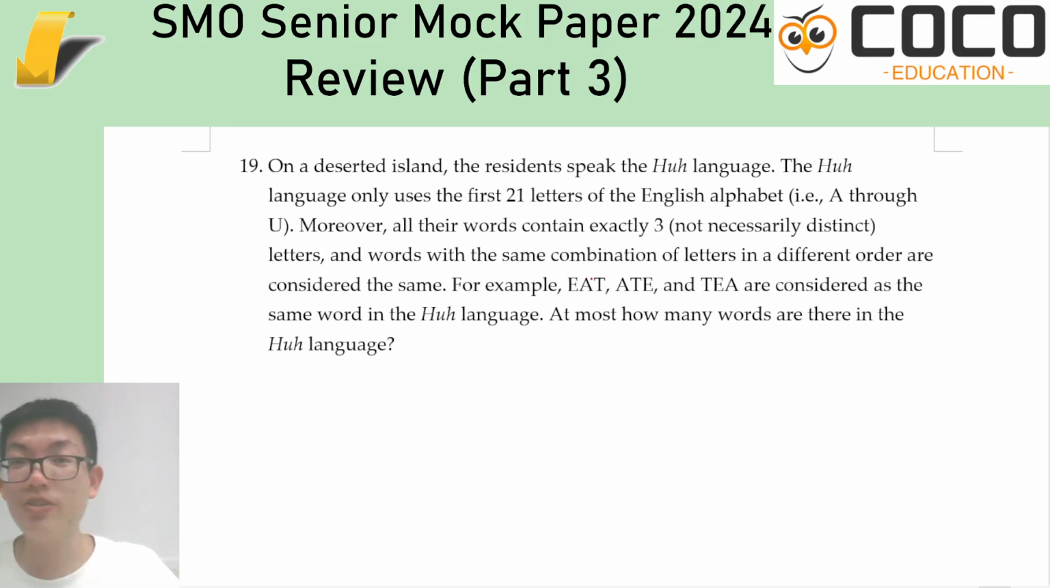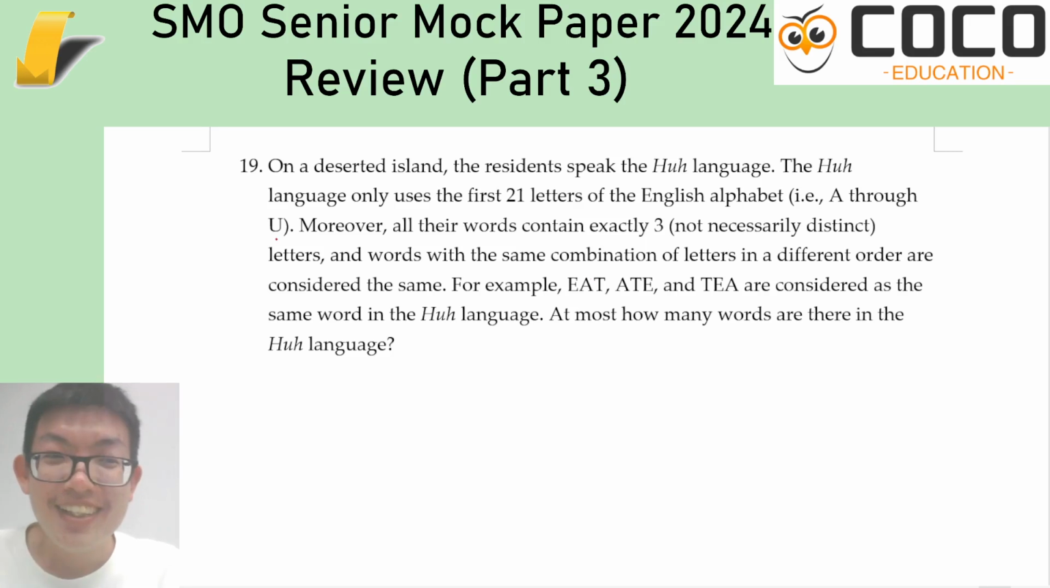Imagine if this were true of, let's say, Chinese, right? You just have the 笔画, right? If the order did not matter, Chinese would be very easy. No, Chinese would not be very easy if the 笔画 order doesn't matter, because no one could read anything anymore. Anyway, all their words contain exactly 3 letters, not necessarily distinct.